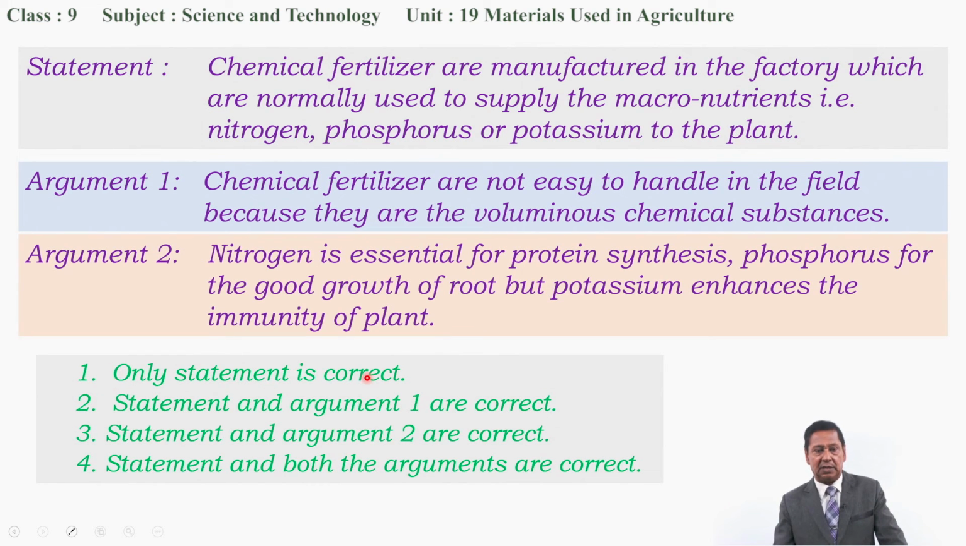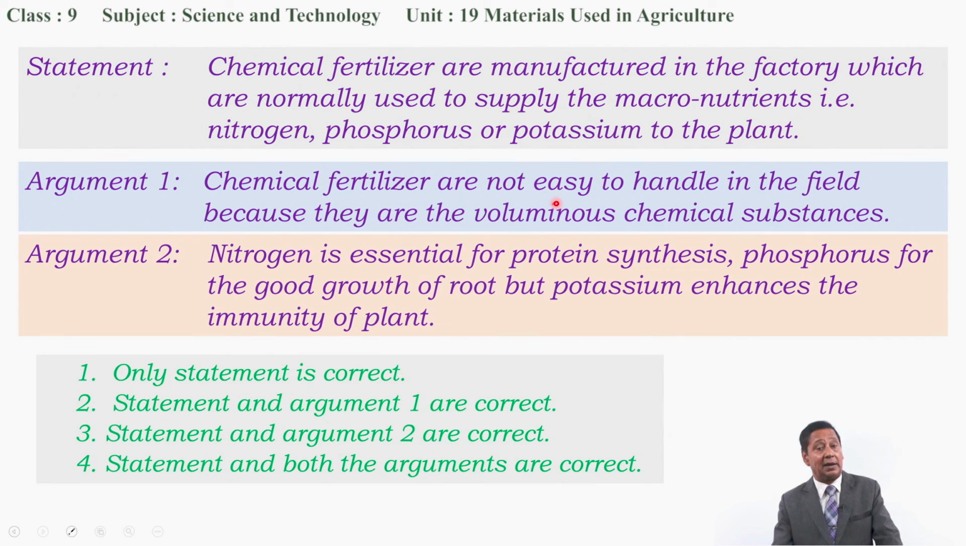Now, only statement is correct is written in option number 1. Look at the statement. Chemical fertilizers are manufactured in the factory, which are normally used to supply the macronutrients, that is nitrogen, phosphorus or potassium to the plant. Yes, this is correct. But here, only statement is correct is written, maybe argument is also correct. That's why for number 1, we cannot say right, we cannot say wrong also. Let's take argument number 1 also. Statement and argument 1 are correct.